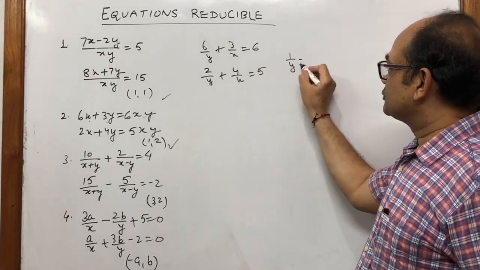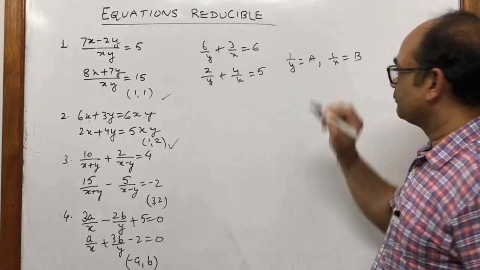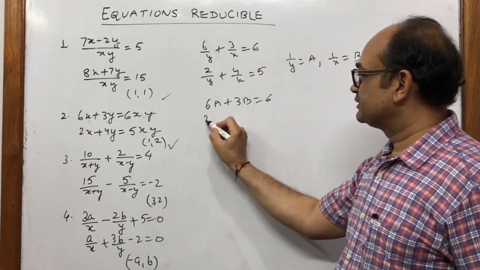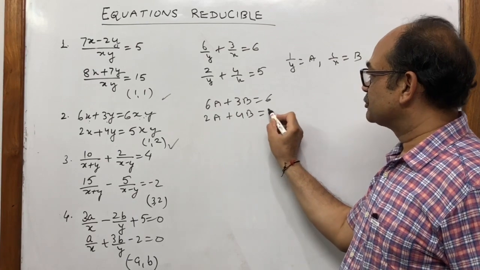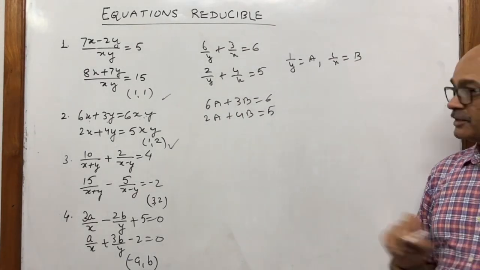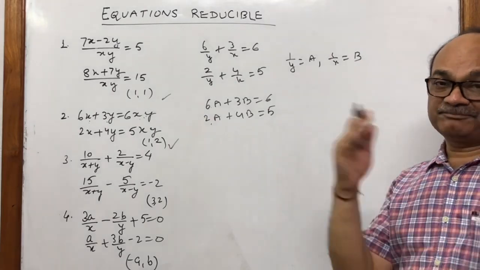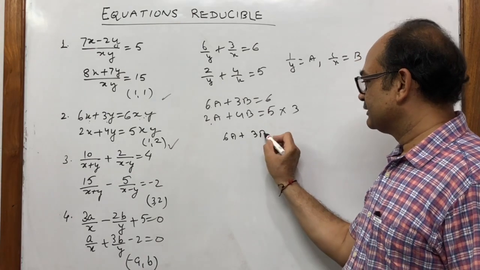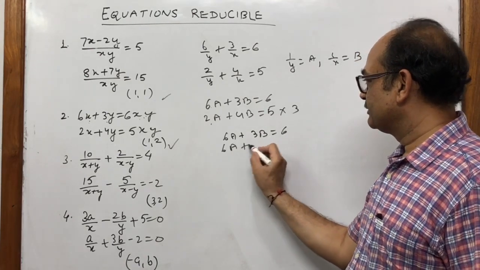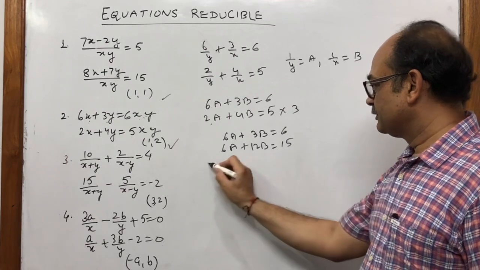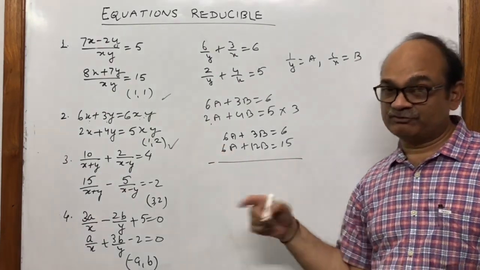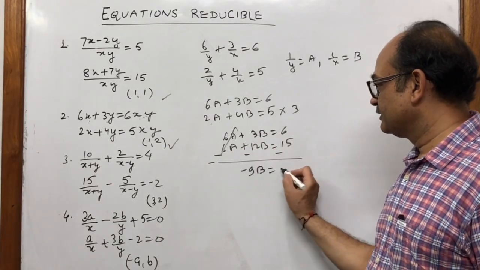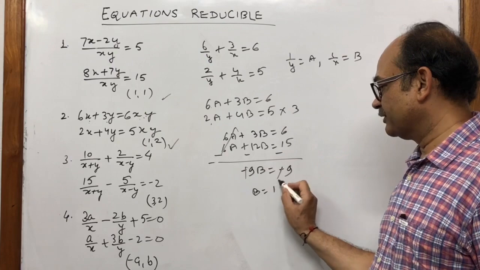1 upon y equals a, 1 upon x equals b. Now substitute here. 6a plus 3b equals 6, 2a plus 4b equals 5. This one is 2, this one is 6. We want to make them equal. So multiplying this one by 3. What are we getting? 6a plus 3b equals 6, 6a plus 12b equals 15. When signs are the same and coefficients are the same, we have to subtract. That's why minus, minus, minus. What are we getting? Minus 9b equals minus 9, b equals 1.